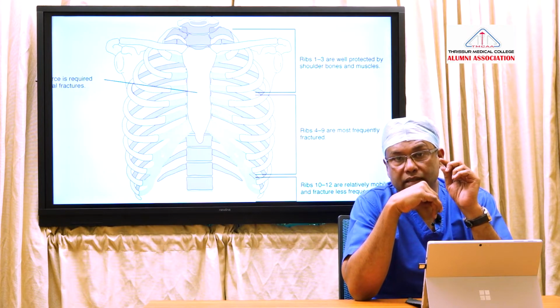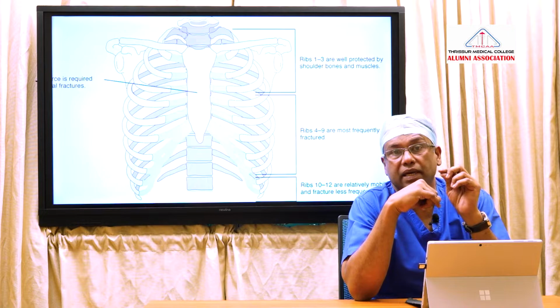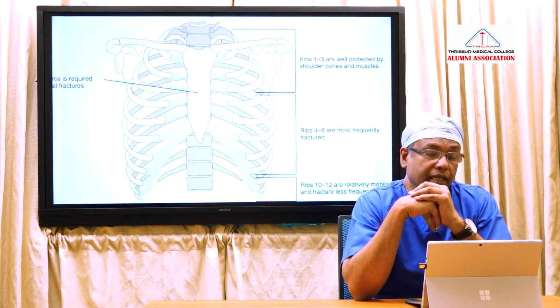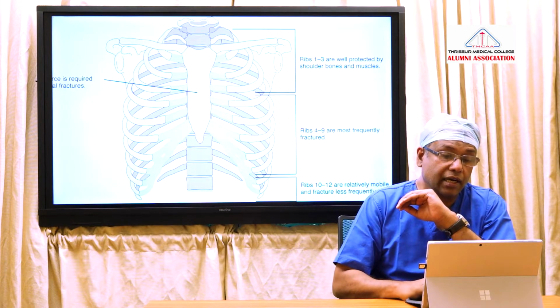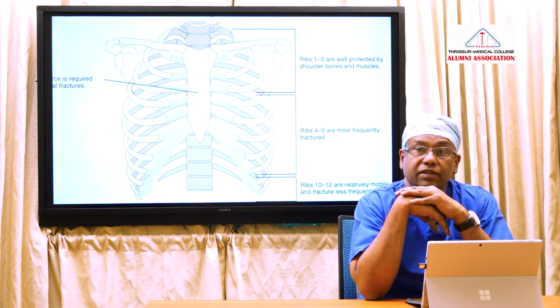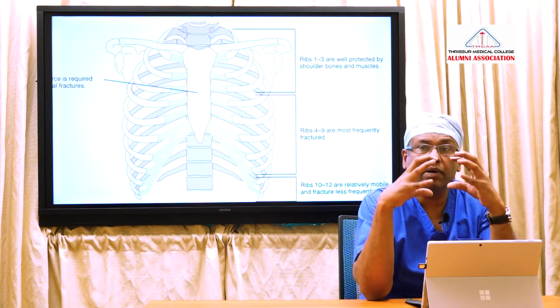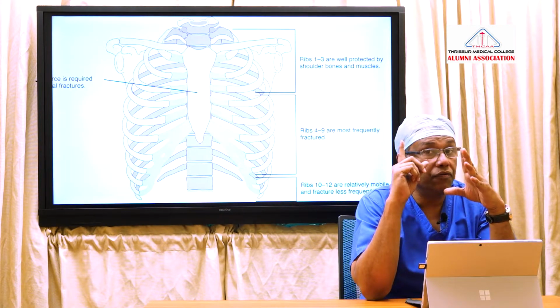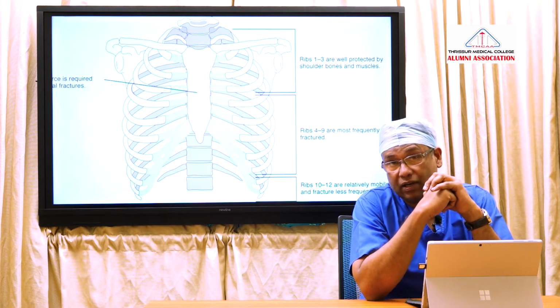Now, I want to address fractures of the first rib as a separate entity. Fractures of the first rib are peculiar in that they are hidden ribs. They are hidden in the pleural cavity, isn't it? They are protected by the thick muscles of the neck as well as the clavicle. To fracture them, it requires a very high velocity.